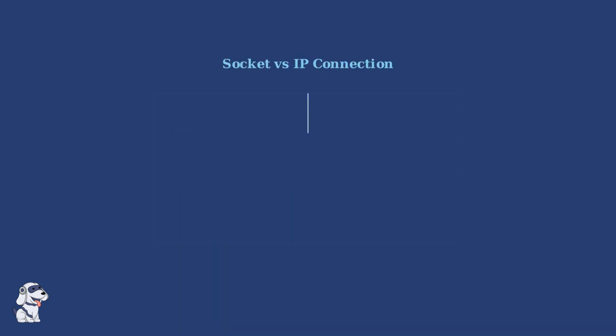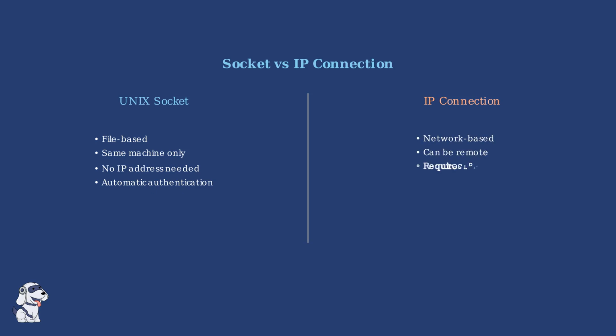Let's compare Unix sockets with traditional IP connections. Unix sockets are file-based and work only on the same machine, with no IP address required and automatic authentication. IP connections are network-based, can connect to remote machines, but require explicit IP addresses, ports, and manual authentication setup.